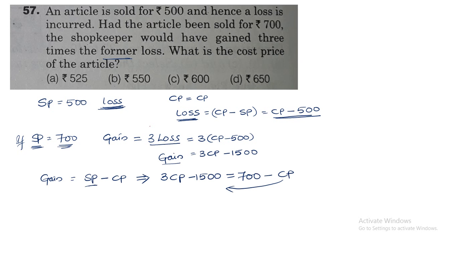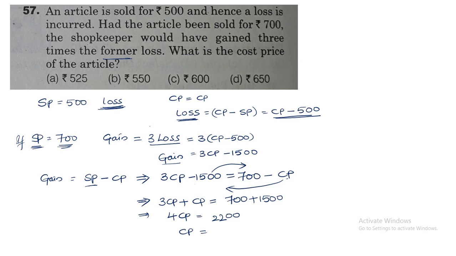Now transpose this CP to the left hand side and this minus 1500 to the right hand side. Then what am I going to have? 3 CP minus of minus becomes plus CP is equal to, here 700 is already there on the right hand side, and this minus 1500 when you transpose it becomes plus 1500. So 3 CP plus CP is 4 times CP is equal to 700 plus 1500. So 0, 0. 5 plus 7 is 12, 15 plus 7 is 22. So 4 CP is equal to 2200.